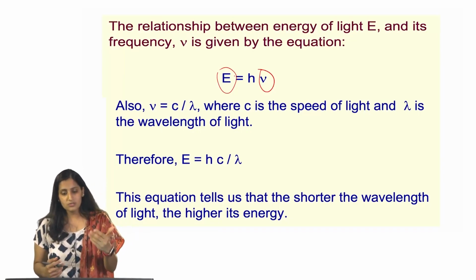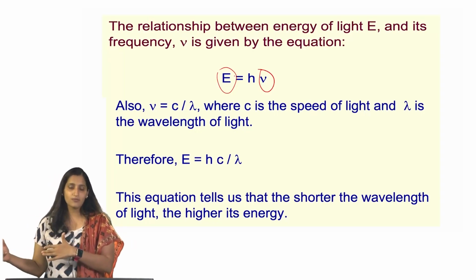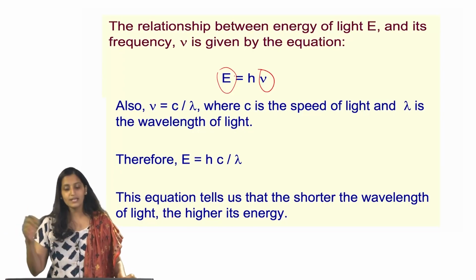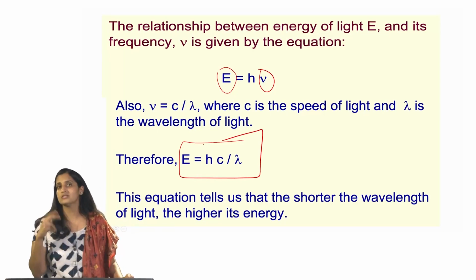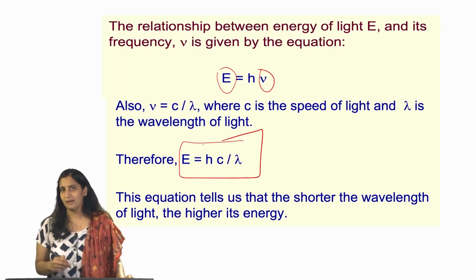We also know that nu, the frequency, is c by lambda, where c is the speed of light and lambda is the wavelength of that light. So, E is also equivalent to hc by lambda. These two equations are very important: E equal to h nu and E equal to hc by lambda.